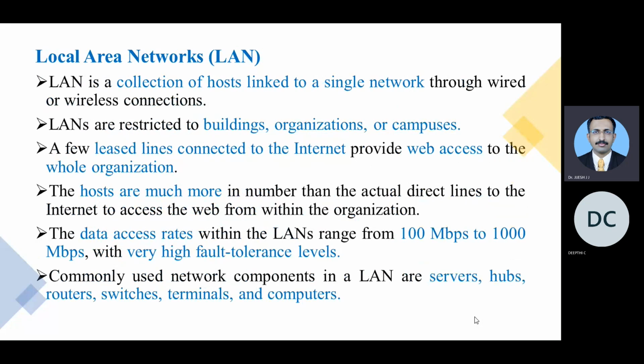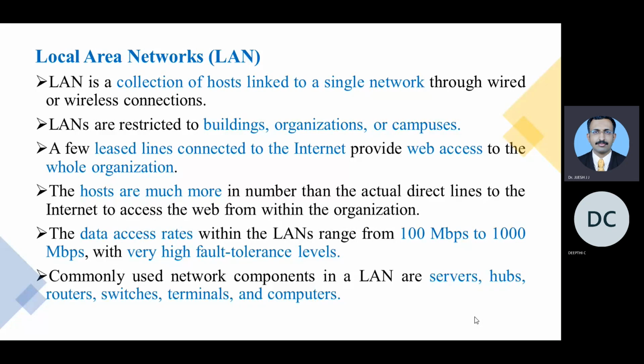So next one is LAN. LAN is local area network. What is the local area network? Local area network is a connection of hosts linked to a single network through a wire or wireless connection. So you can say LAN connection. You can see that there are LAN cables and all those things. It is connected locally.